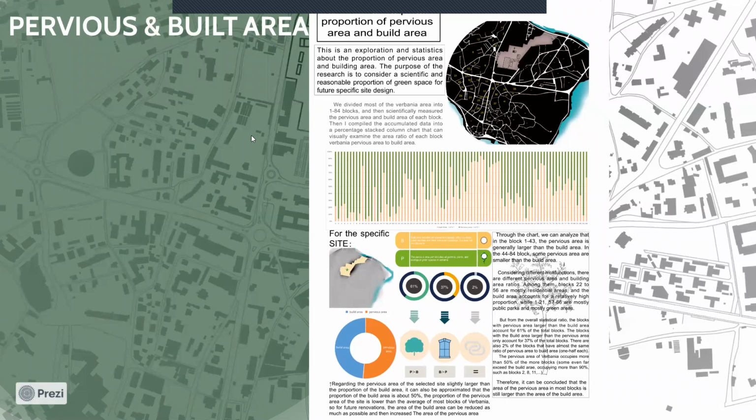Then, in another way, we separately measured the proportions of the pervious and the built area of the site, showing that the two factors each account for almost 50%. It means maybe the proportion of pervious area is insufficient. So in conclusion, the pervious area ratio in the site is not so scientific and it's deviated and concentrated. For future renovation and design, the pervious space should be expanded by at least 10% and made more dispersed.